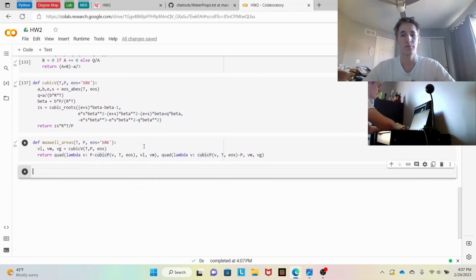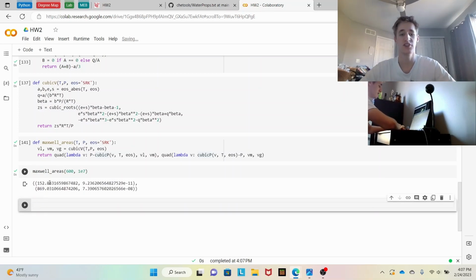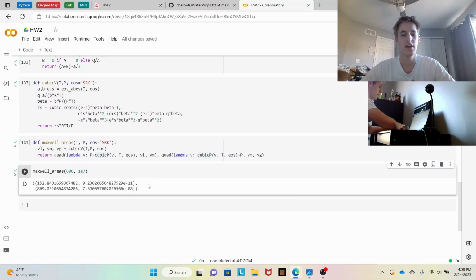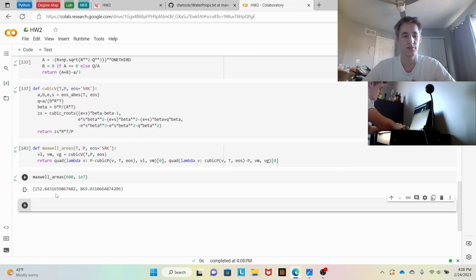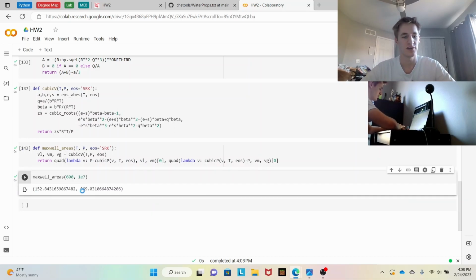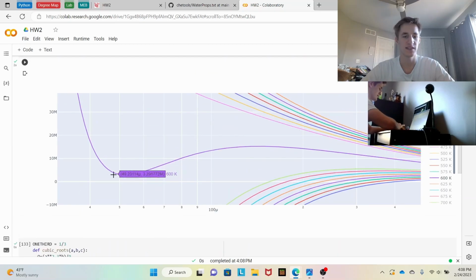Okay. So now we have our Maxwell area, and if we go ahead and put in our 600 Kelvin, 10 million pascals, and we won't write in the EOS, okay. So now we have two sets of numbers. This second number right here, this very small one, is our estimated error. We're not worried about that right now. So we are going to write in after each of these, we want just the first value, so we'll write in brackets 0. So now we can see 152 and 869. So 152 is the area of this section right here, and 869 is the area over here.